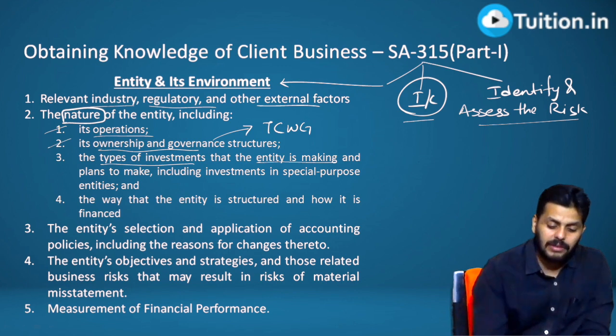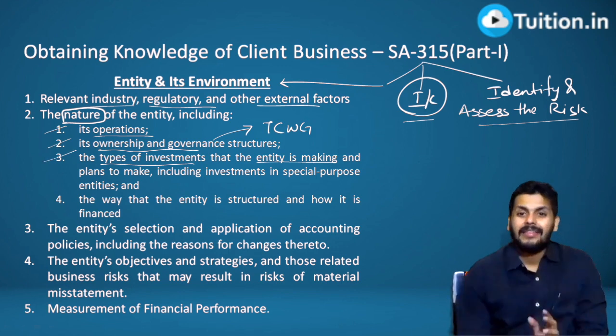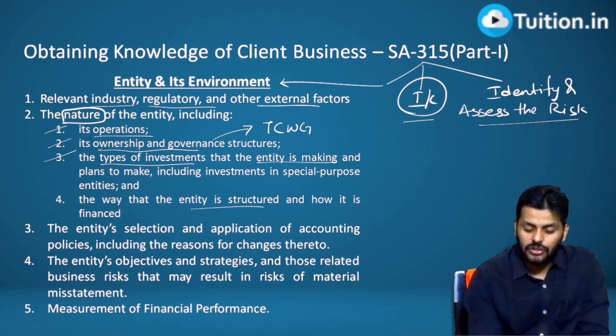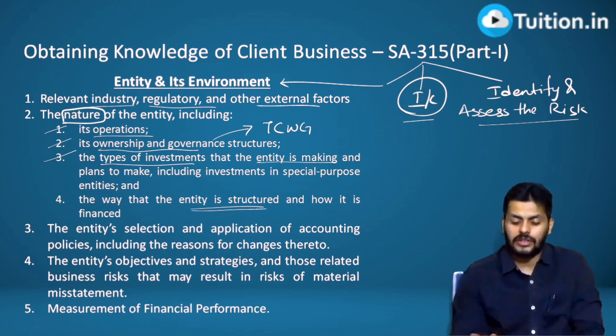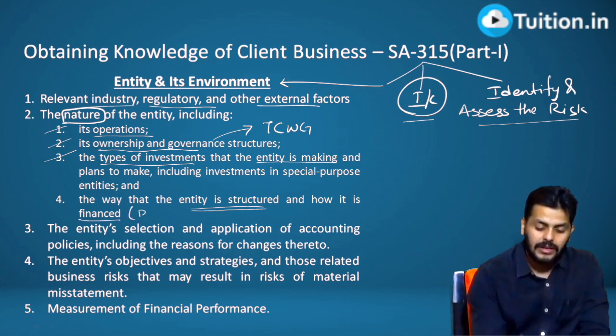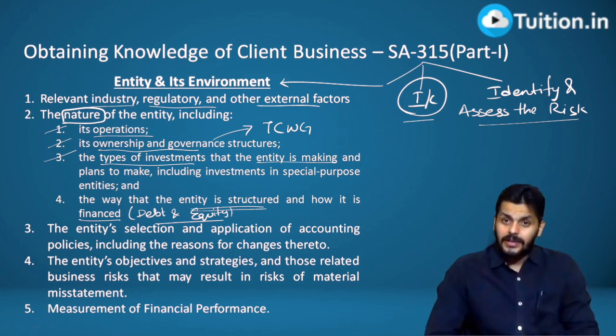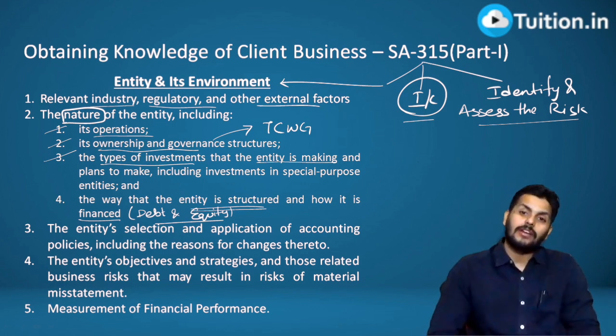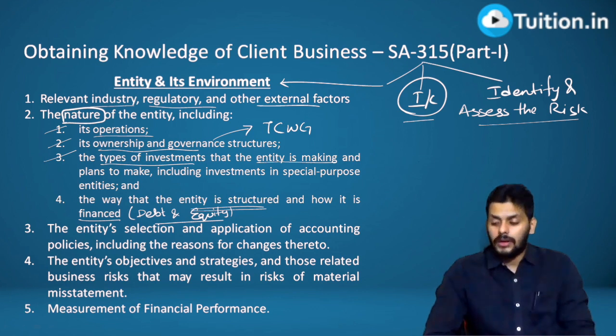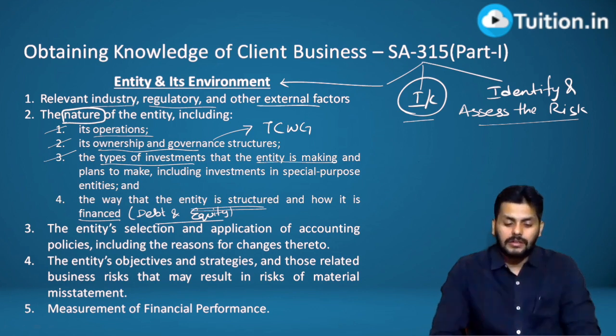Operations, ownership and governance structure, the type of investment made, the way the entity is structured, that is their organizational structure, and how it is financed. That is exactly where we talk about debt and equity. So what exactly are we taking into consideration? Are we solely financed by debt, which is too risky? Are we solely financed by equity, which means we don't have any debt advantages? Considering all this, these are some of the points that we need to take into consideration.